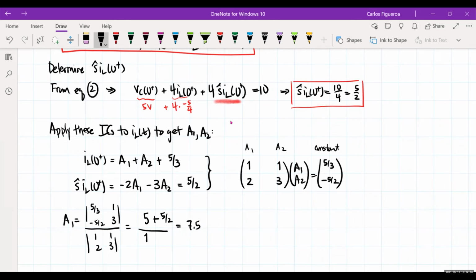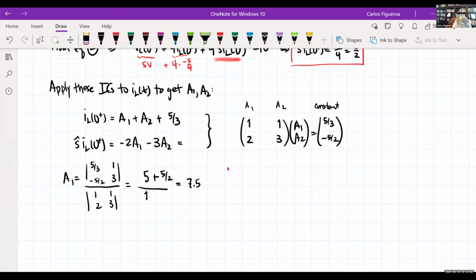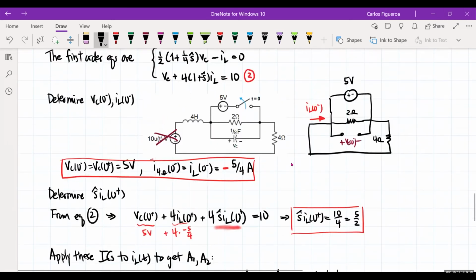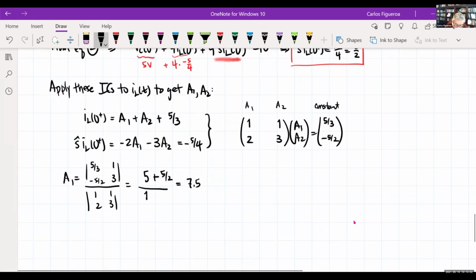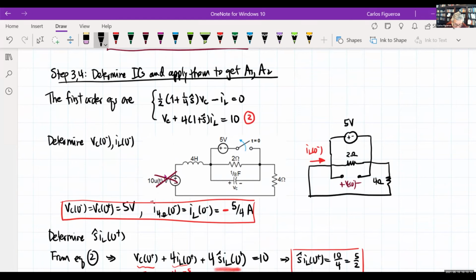Carlos? Yes. We're missing a value. Yeah, what am I missing? IL of 0 plus, that whole thing should be set equal to the initial condition that we got, which was negative 5/4. Is it not 5/2? No, sorry, the first one. Oh, damn. I wrote the IL of 0 plus wrong. So this is minus 5/4. No, I think the first one, right? Did I not have 5/2? So what are you talking about? The first equation, the IL of 0 plus, we didn't set it equal to A1 plus A2 plus 5/3. We forgot. There you go.